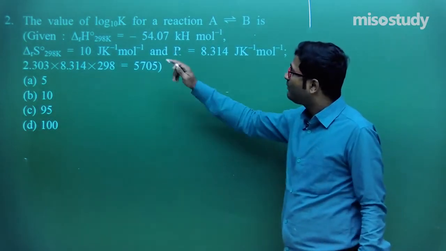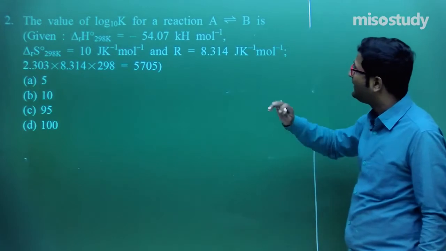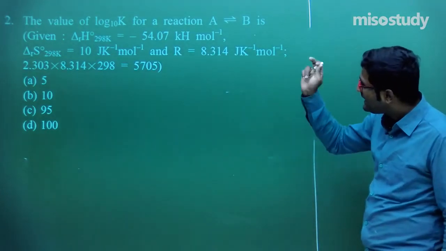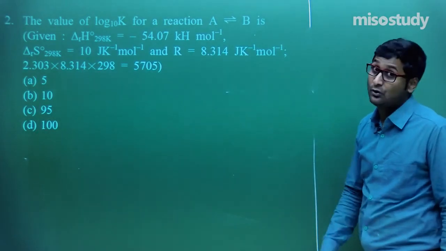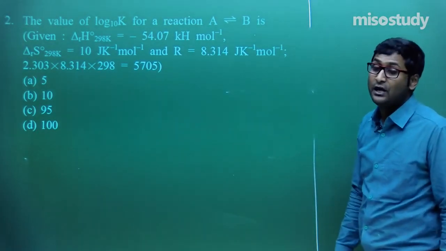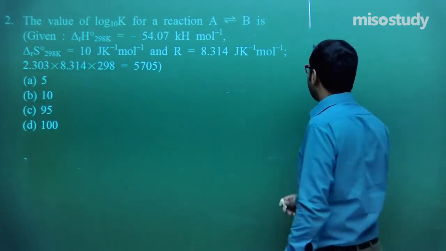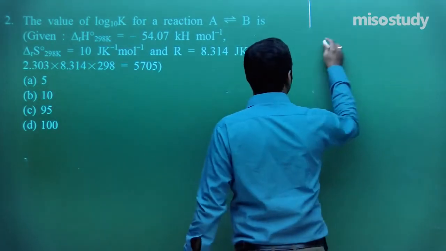So here we have to find the relation between delta G and log K, and delta G and delta H and delta S. So tell me what will happen in this case. Do you remember, friend? Yes sir, we do. That is what will happen.